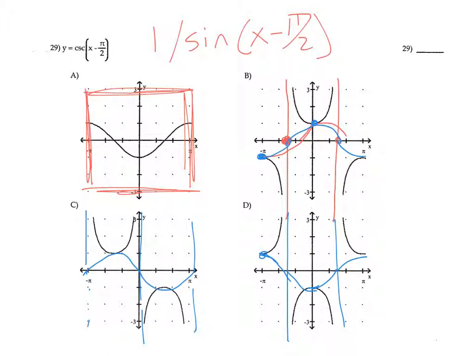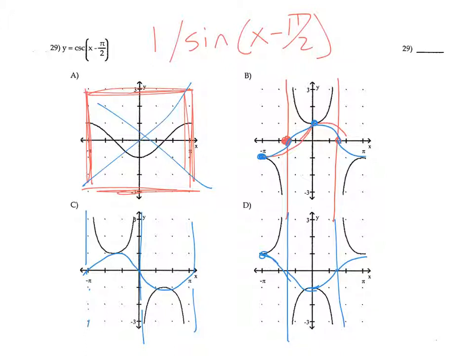Okay, and one thing for sure, we know A isn't it because it's cosecant and this is not the right shape. So we definitely know A is not the correct graph. What we might think is that it's one of these others, but with a shift involved, you want to be very, very careful.